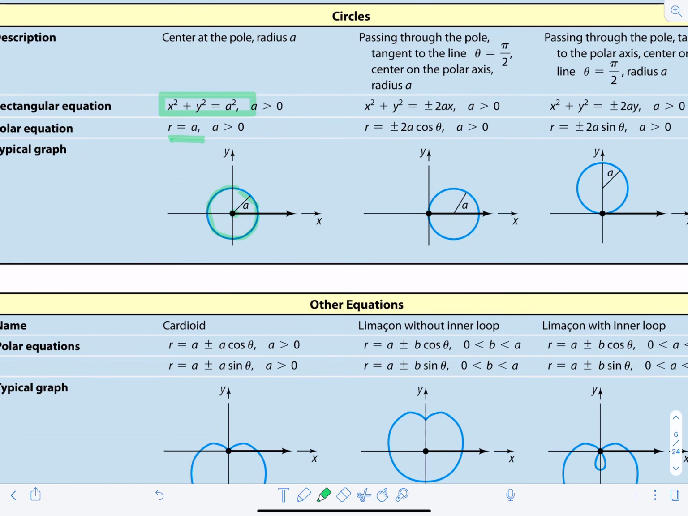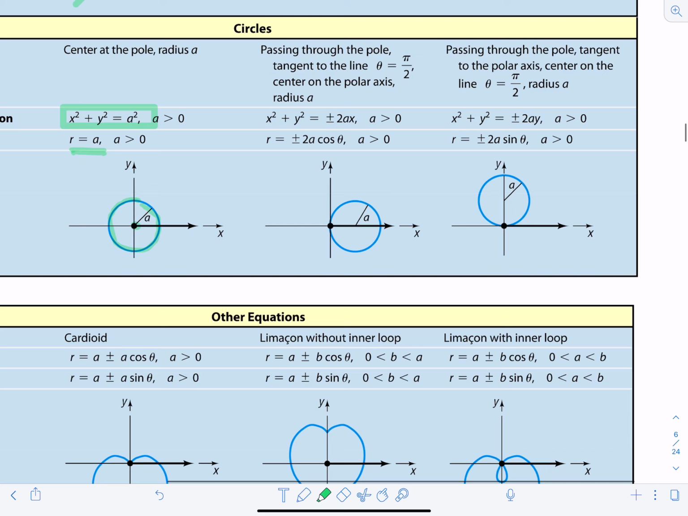Okay. Now, the next two are very helpful, especially when you move on to calculus 3. If you have a circle whose center lies on the x-axis, you're going to have r equals plus or minus 2a cosine theta, where a is the radius. So cosine theta is your big clue that it's centered on the x-axis. And then whatever constant is in front, that's the diameter. So it's twice the radius. Similarly, if you have r equals plus or minus 2a sine theta, the sine theta is your clue that your circle is centered on the y-axis. And again, the radius is a.